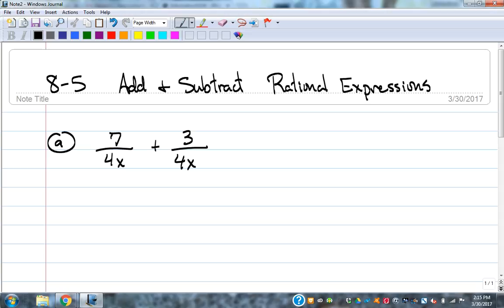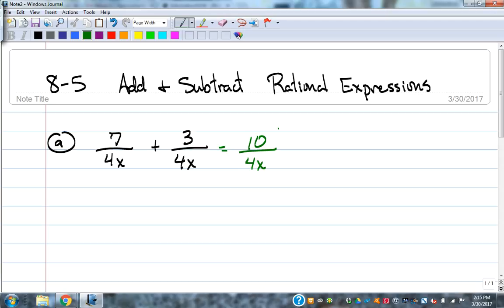The denominator's already the same, right? So what do we do? Add the numerators. If they're like terms, put them together. Are 7 and 3 like terms? They're both just plain numbers, right? So we just add those together. That ends up being 10 over 4x.